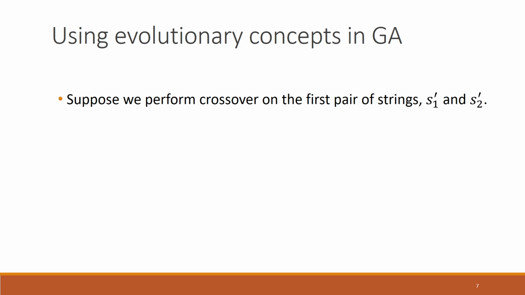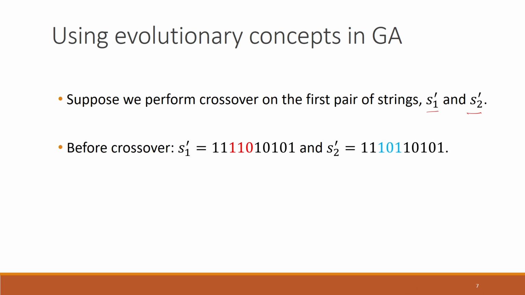Suppose we want to perform crossover on the first pair of strings S1 dash and S2 dash. Before the crossover, these are the strings here, S1 dash and S2 dash. These are the strings that were generated after the selection procedure. Now that we have decided to have these crossover points 2 and 5, again these 2 points were picked randomly from all of the points that are possible here. That is why you see that we have this portion from 2 onwards till 5 in the first string S1 dash colored as red, and this portion in the second string is colored as blue.